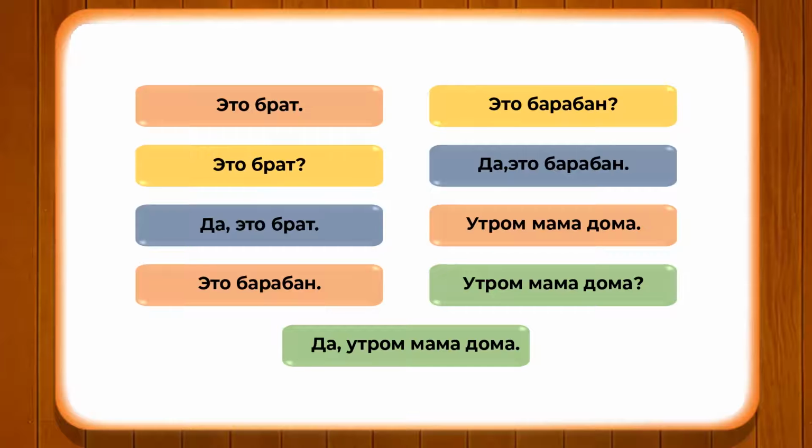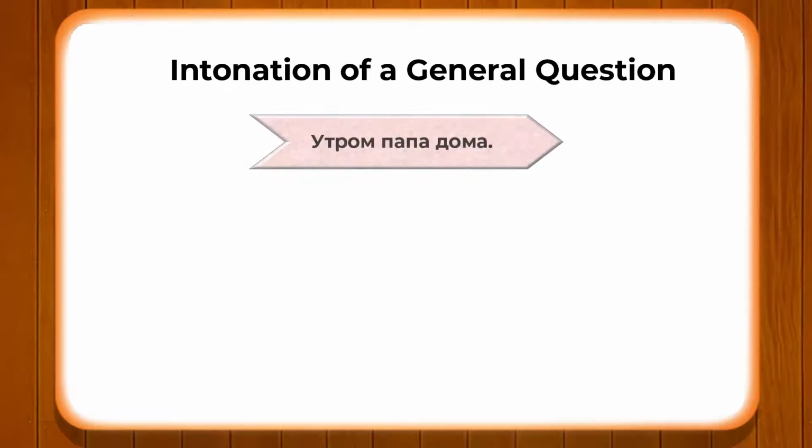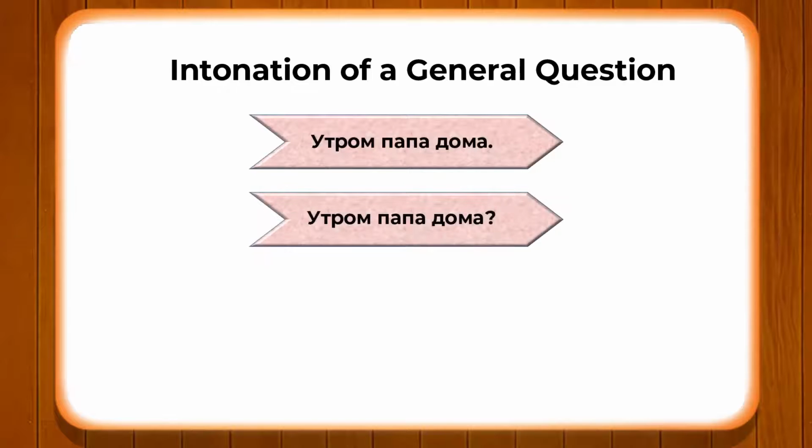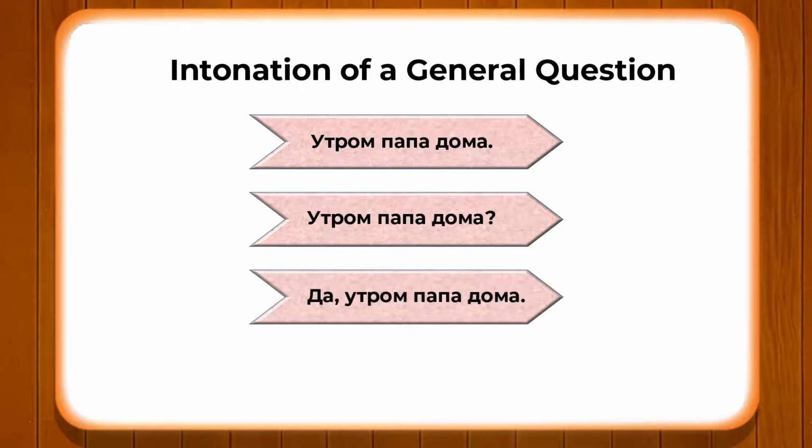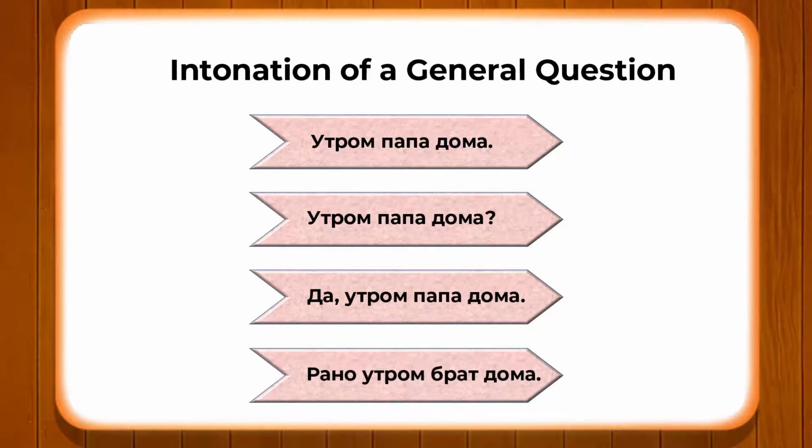So you have to pay attention to these particular concepts, and I am sure that you will be able to make your own sentences like you have just learned in a very simple and efficient manner. So now we will go ahead and look at some more examples. For example, Utrom papa doma, Utrom papa doma, da, Utrom papa doma, Rano utrom brat doma. Now we have more examples so that you can understand them properly. So I will repeat again, Rano utrom brat doma, and now we will go ahead and check how the word is changing.